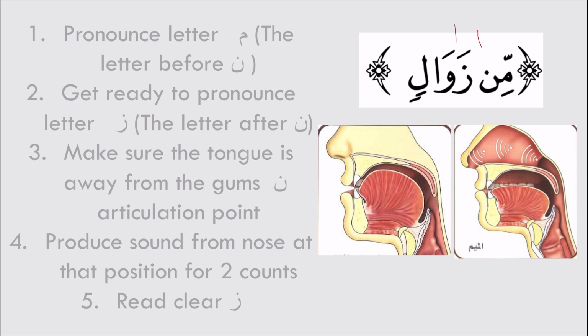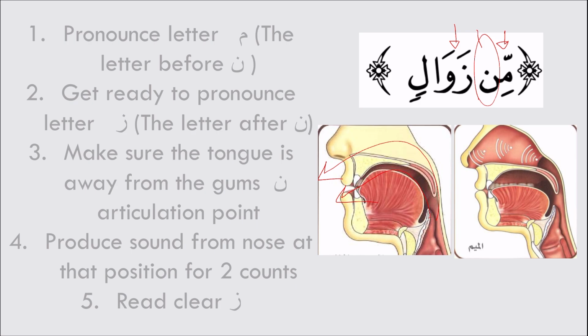Next example, next probability that we have: Ikhfaa comes in between two different words. We need to look at the three elements that we have: the letter before letter noon, the letter after letter noon, and letter noon itself. What we are going to do is move from the m sound, which in this example is min zawal, the mim sound, to the Zaa sound, but don't make the noon a clear sound, nor push the Zaa sound clearly as well. So it will be min. The tip of the tongue should be away from the gums, the noon articulation point. And for the sound of Zaa, we are going to keep the tongue closer to its articulation point and make the sound come from both mouth and nose together.